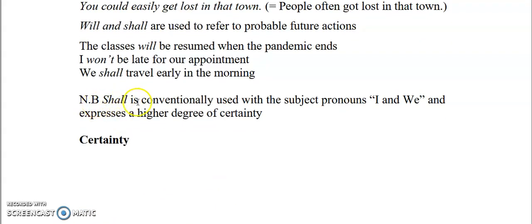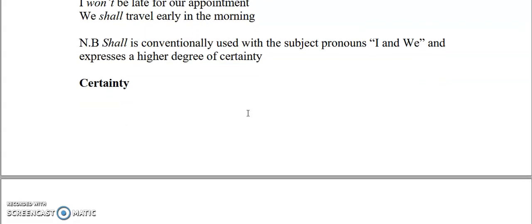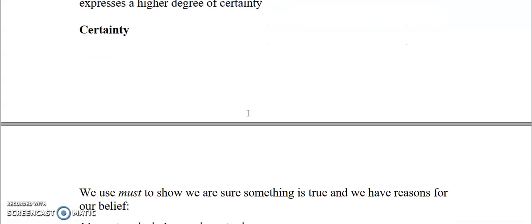Nota bene, shall is conventionally used with the subject pronouns I and we and expresses a higher degree of certainty. For instance, I shall get you a present. This is more than just possibility. This is like a promise. It means that I am sure you will get what I promise you for your birthday, for instance.